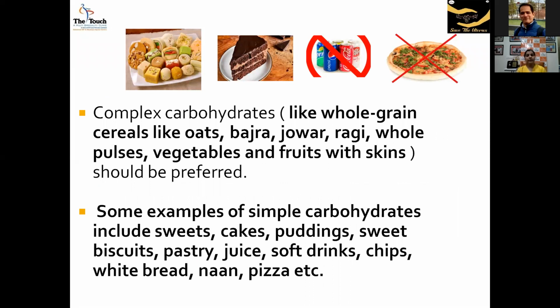Complex carbohydrates can be taken like whole grain cereals, oats, bajra, jowar, ragi, whole pulses, vegetables, and fruits with skin should be preferred. Simple and unhealthy carbohydrates like sweets, cakes, puddings, sweet biscuits, juice, soft drinks should be avoided. And of course, once in a while, cheat days can be given after talking to the nutritionist.